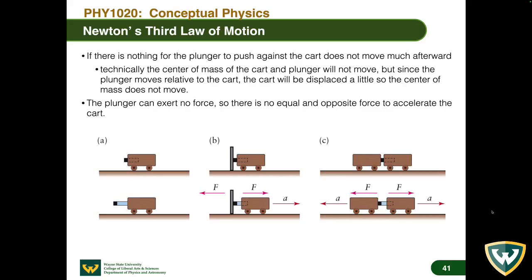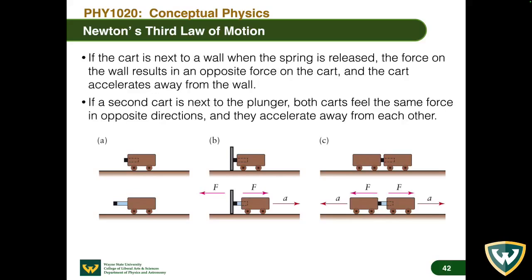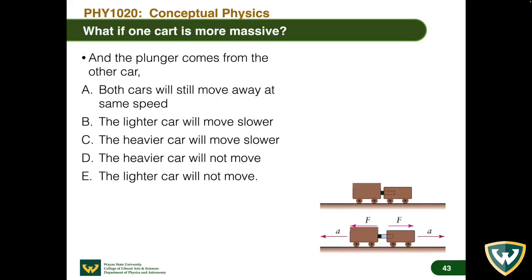Now we can change the parameters of this problem a little bit by changing the mass of the two carts. So indeed, what if one cart is more massive than the other, and the plunger comes from the other cart? So you have different possibilities here. I'll ask you to think about it for a moment.